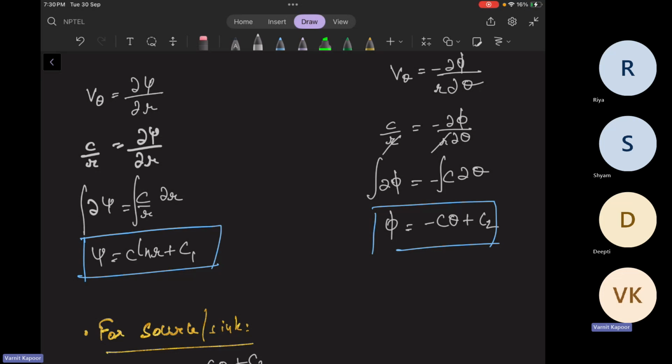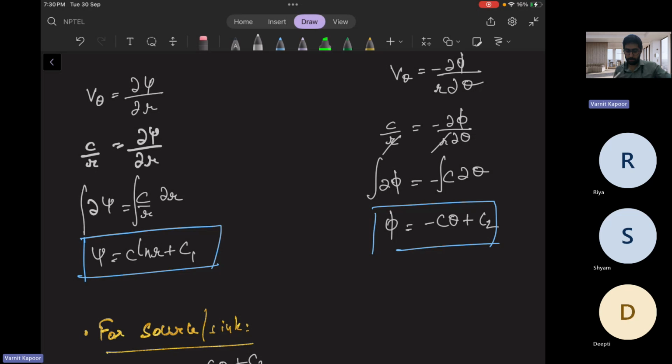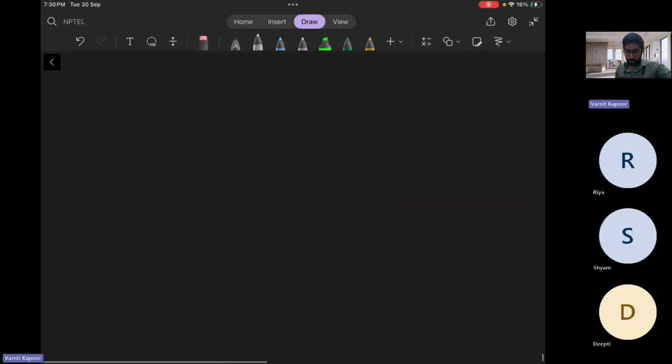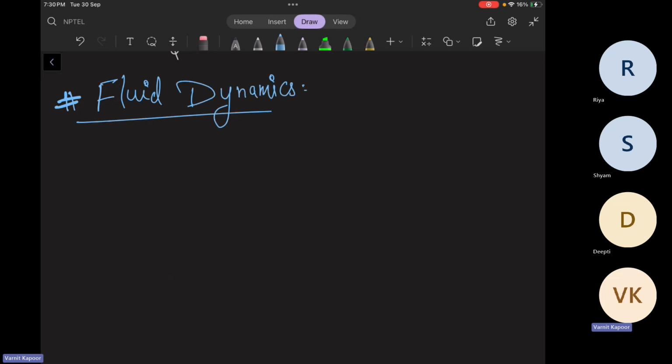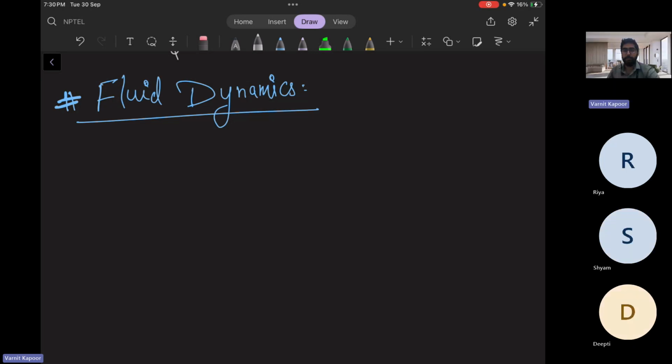Okay, so now let's come to fluid dynamics. Currently we are doing the fluid kinematics section, but now we have started with fluid dynamics. In fluid dynamics, we deal with the study of motion of the fluid with reference to the forces and moments.